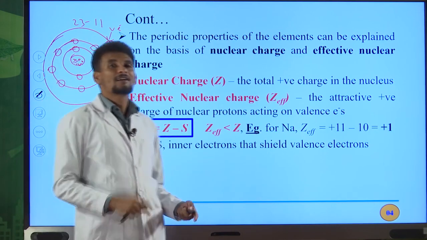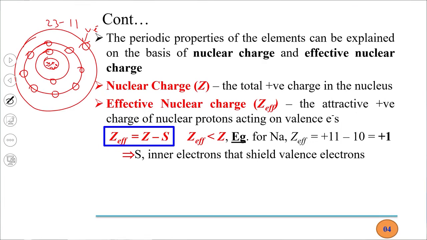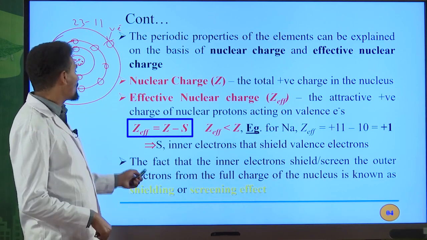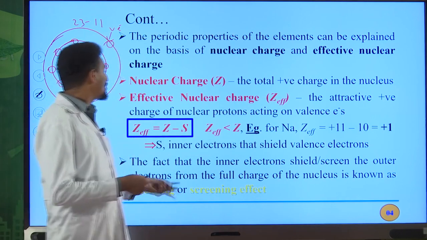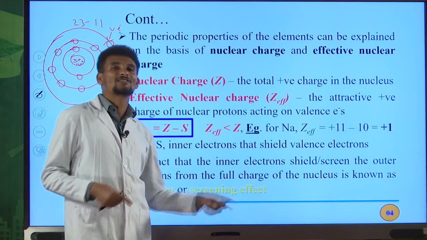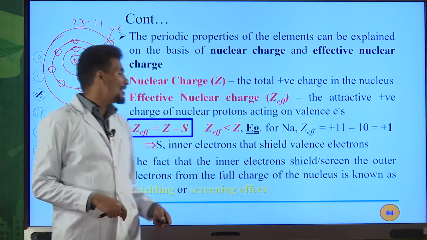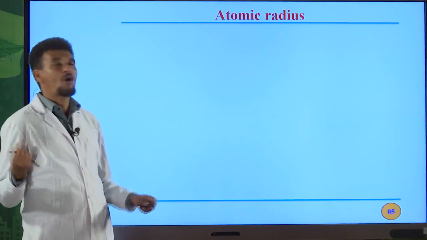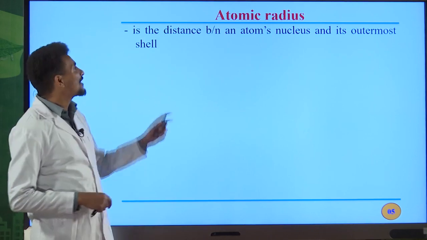Not only that, down the group from top to bottom, nuclear charge increases, but effective nuclear charge is the same. S is the inner electrons, and the outer shell holds the valence electrons. The fact that the inner electron shells screen the outer electrons from the full charge of the nucleus is known as the screening effect or shielding effect. Therefore, we can explain these periodic trends or periodic properties based on nuclear charge and effective nuclear charge.